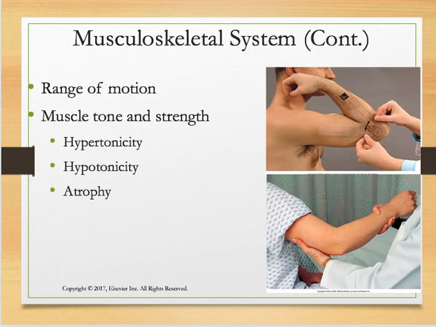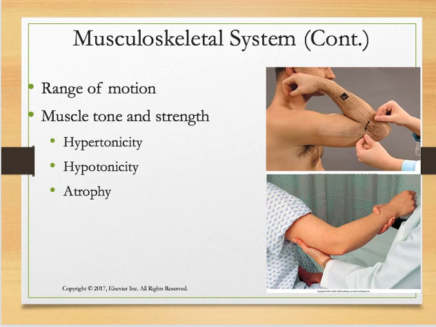You're going to learn to do range of motion, and we'll talk about range of motion. There's active range of motion and there's passive range of motion. Active is the patient can do it. Passive is you do it for them. Why do we do range of motion on patients? Because we want to maintain their muscle tone and strength as well as assess their muscle tone and strength.